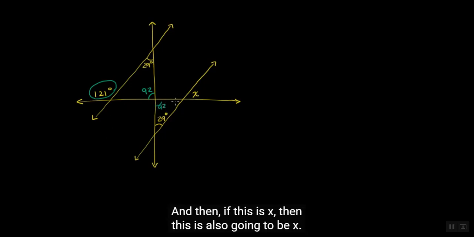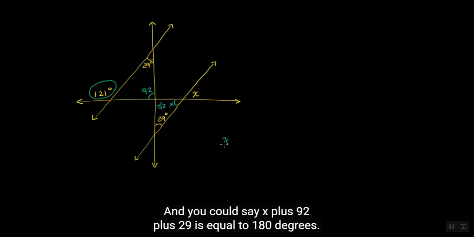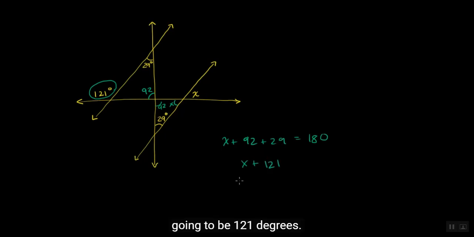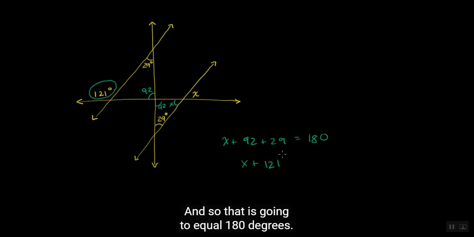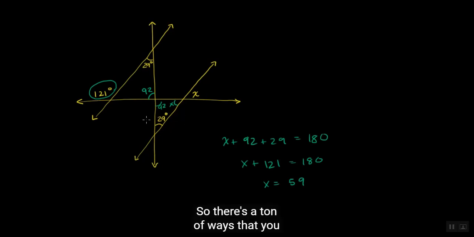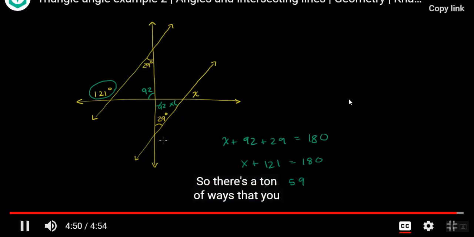And then if this is x, then this is also going to be x. And you could say x plus 92 plus 29 is equal to 180 degrees. And you would say x plus 92 plus 29 is going to be 121 degrees. We already knew that before. And so that is going to equal 180 degrees. And so x is equal to 59. X is equal to 59 degrees. So there's a ton of ways that you could have thought about this problem.